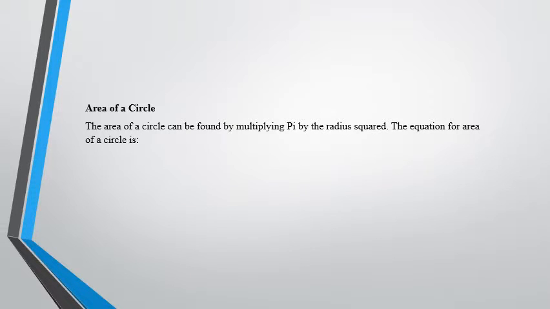Okay, next shape we're going to look at is a circle. The area of a circle can be found by multiplying pi by the radius squared. So the equation for area of a circle is area equals pi times r squared. Remember, pi is a number that is somewhat equivalent to 3.14. And our radius is the distance from the center of a circle out to the edge.